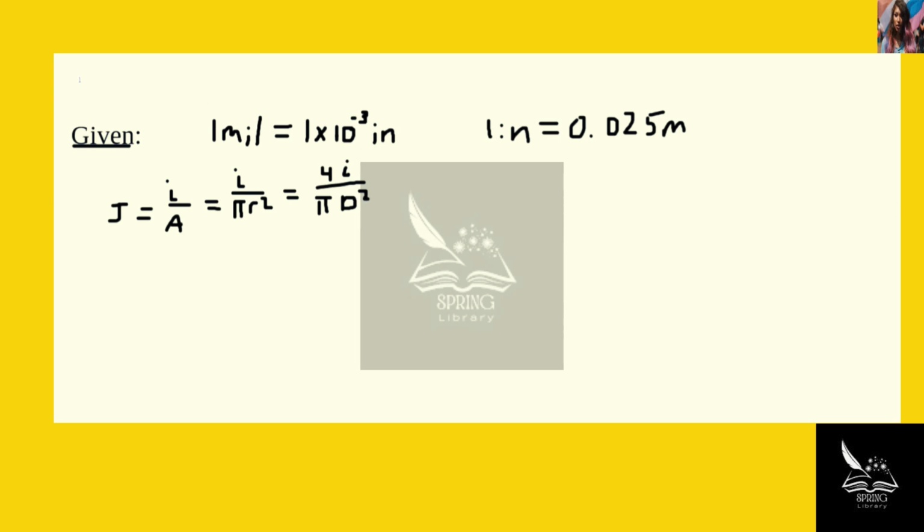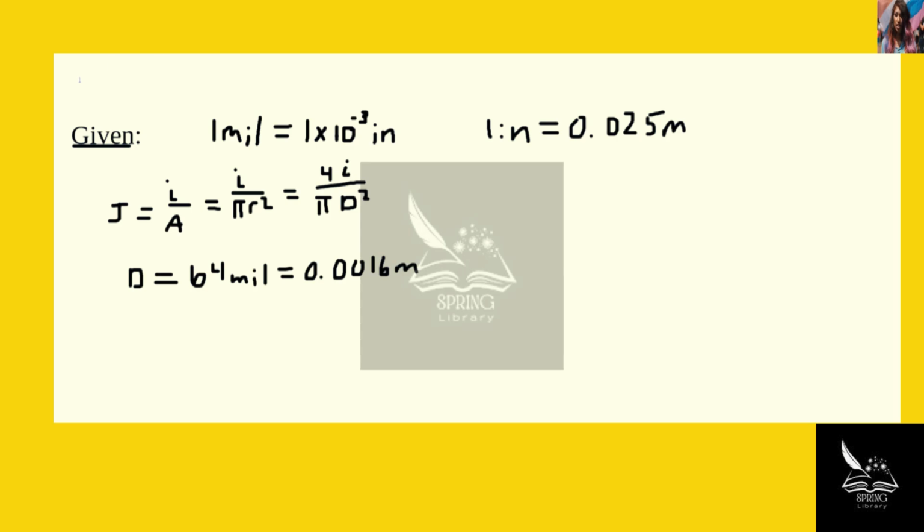So for example, the gauge 14 wire has a diameter of 64 mils. And using the conversion above, the diameter is 64 mils, which is equal to 0.0016 meters. And I got that by dividing 64 mils by 1,000 inches and then multiplying that by 0.025 meters.